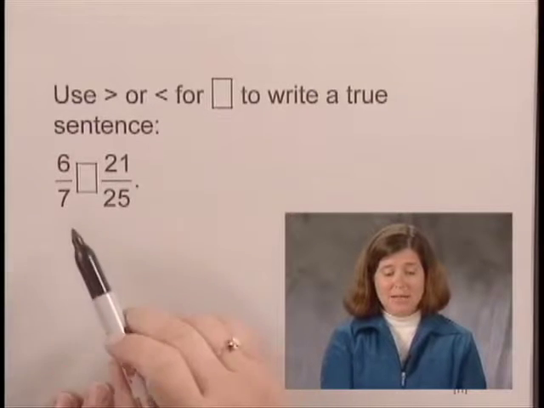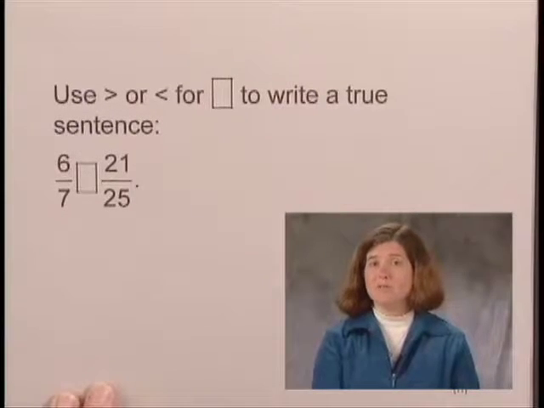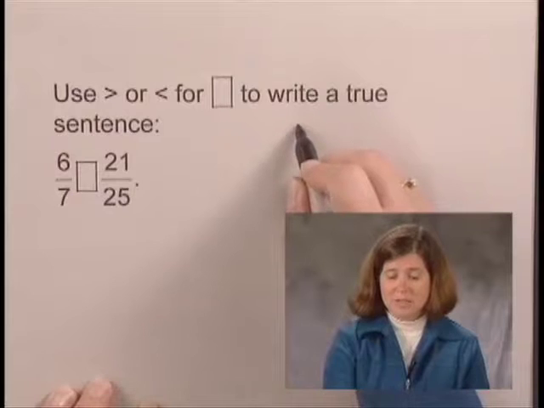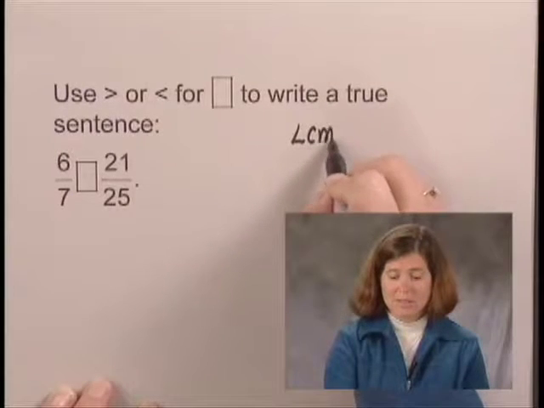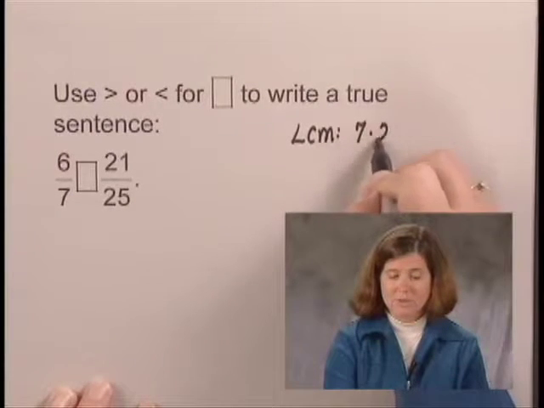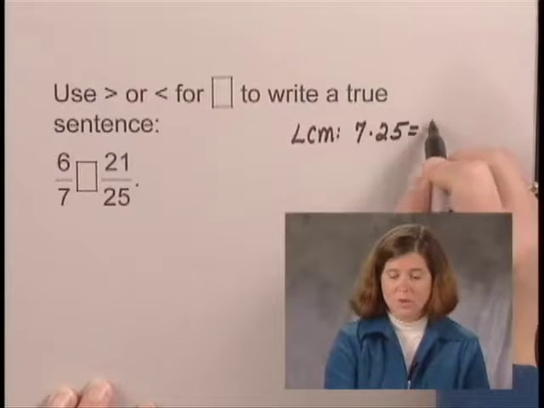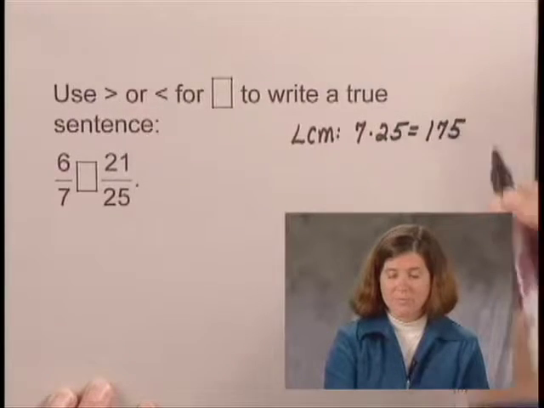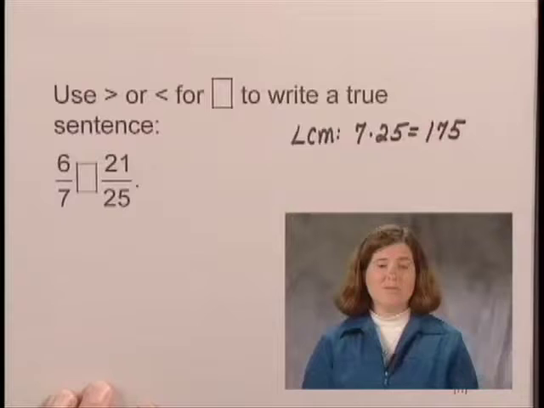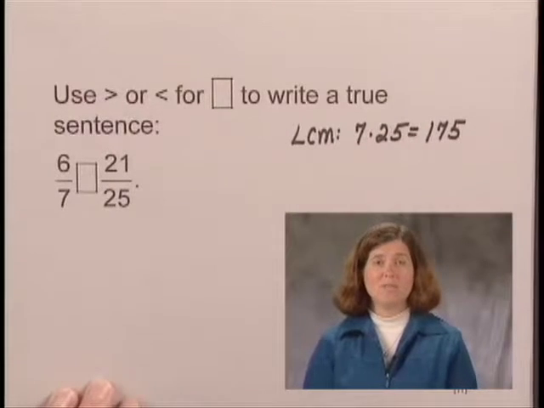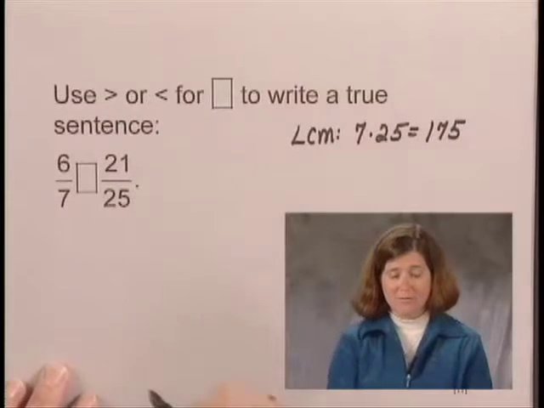Looking at the denominators, 7 and 25, they have no factors in common, so the least common multiple is their product, 7 times 25, or 175. So I need to write 6/7 and 21/25 with a denominator of 175.